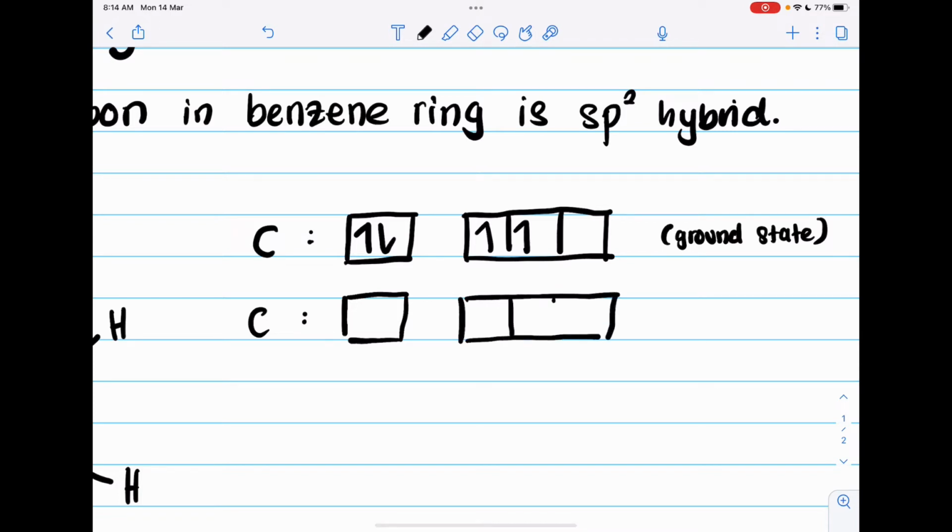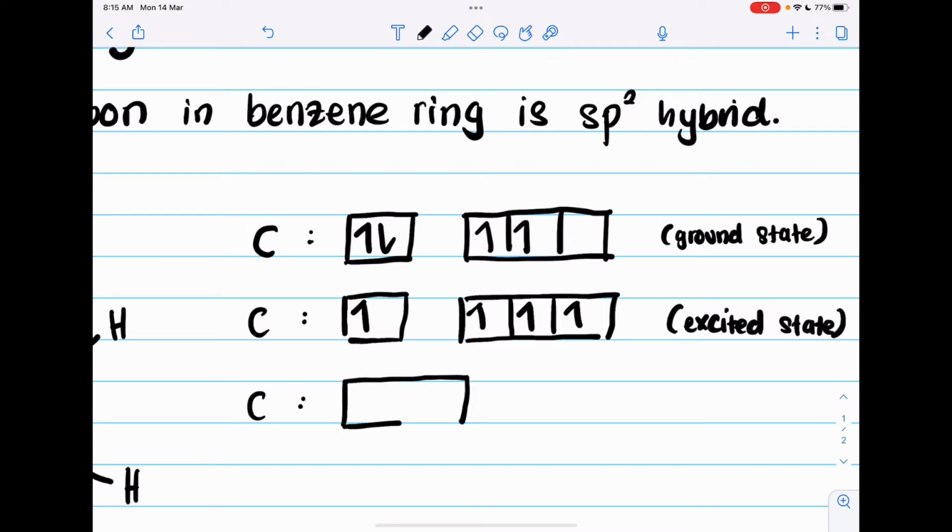Okay, so when we excite, all the electrons will be single like this. Excited state. Now, this carbon is only sp2, so we only need 3 single electrons. 1, 2, and 3, and there is another one left. If you still remember, we learned that before.